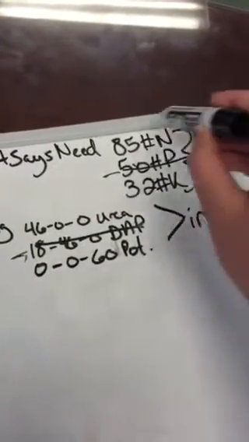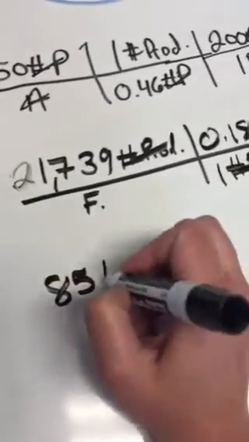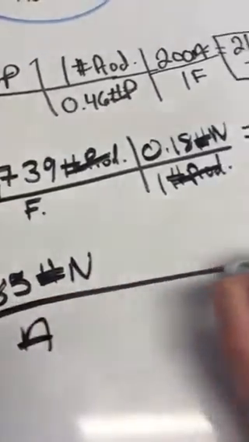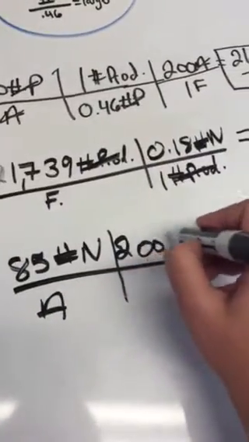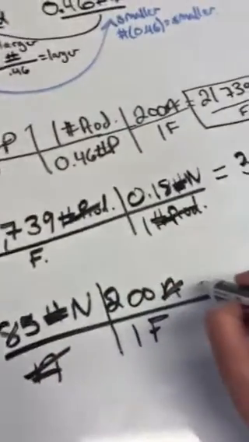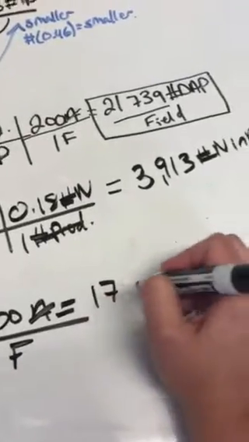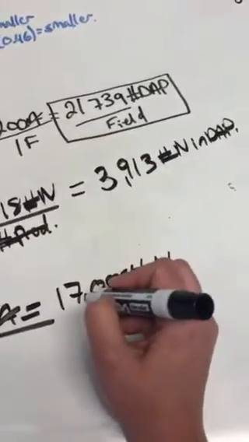So now we're going to move on to our urea and our N. In order to figure out how much N per field, we're going to take 85 pounds of N per acre. We know we need to get on a field basis, 200 acres per one field. So now we're in N per field. This will give us 17,1000 pounds of N we need as a field.